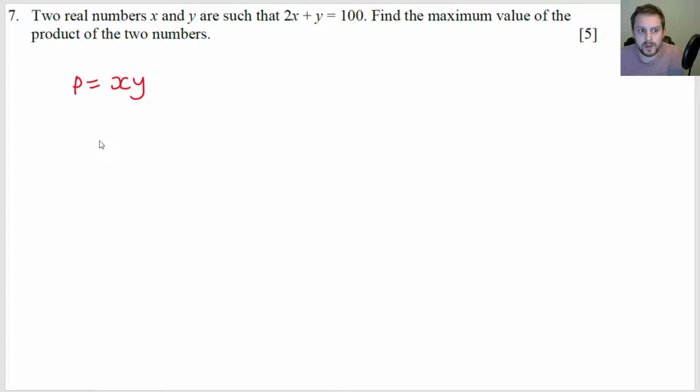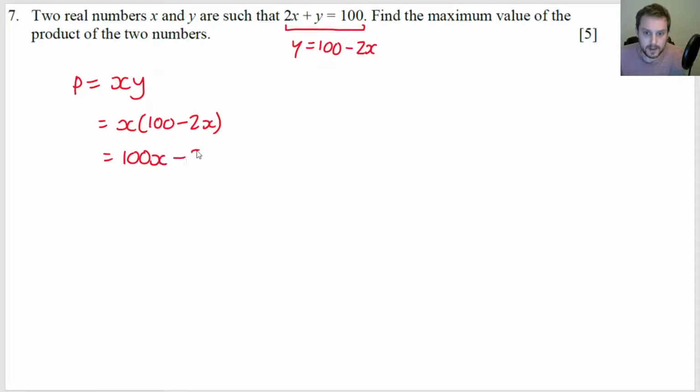Now I would love to be able to differentiate this and set it equal to 0. However, the problem is this is a function of two variables, and so we can't differentiate that. Well, not yet anyway. But we don't have to in this form. We actually have something which is very useful, because y is actually just 100 minus 2x. So that's x lots of 100 minus 2x, which is 100x minus 2x squared. And it's like, oh, brill. Well, now I can differentiate it and set it equal to 0.